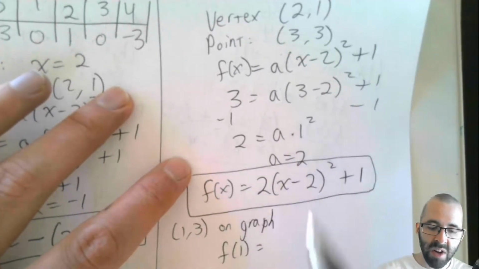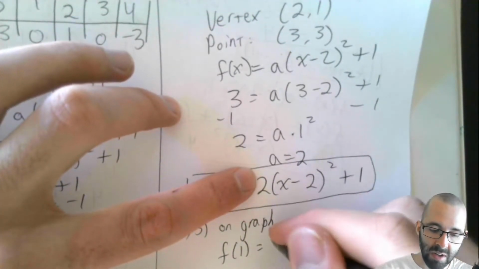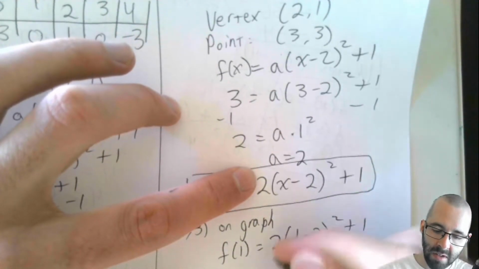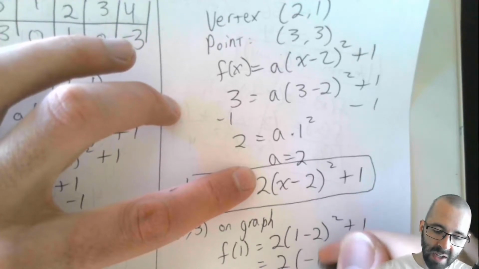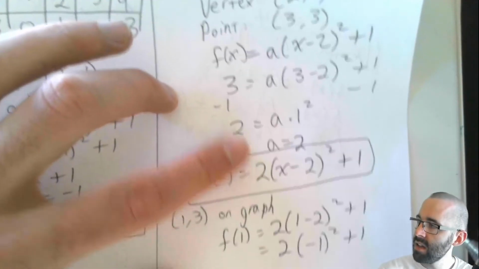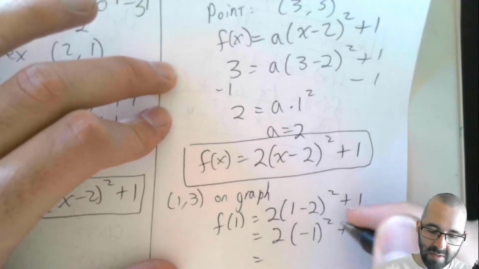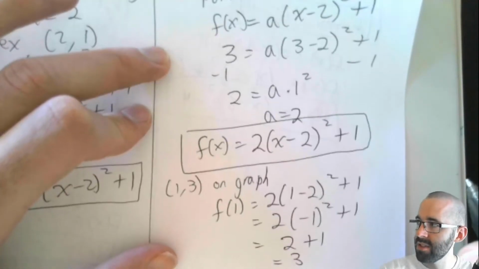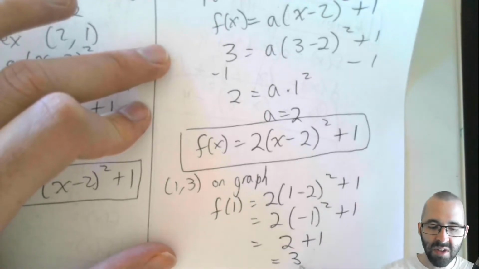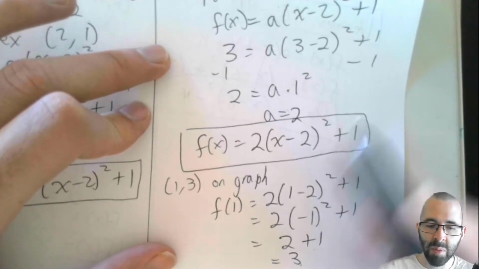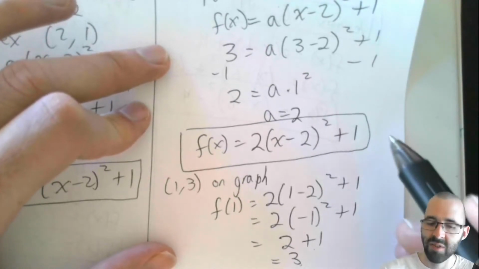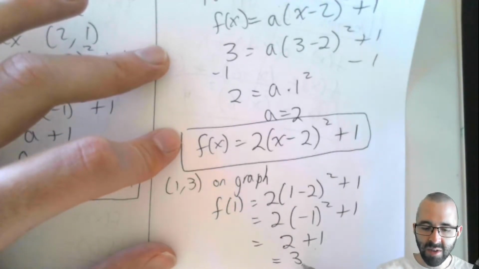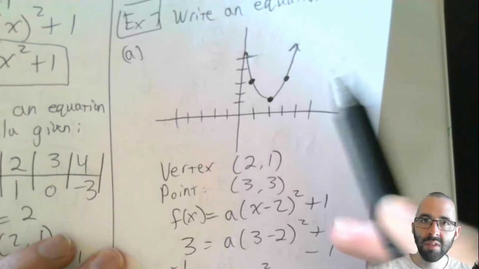If we plug in 1 to the function, we should get 3 out. Let's look. 2 times 1 minus 2 squared plus 1. 2 times negative 1 squared plus 1. That's positive 1, so 2 plus 1. We did get 3 as an output, which is exactly what we expected. This is a good way to check your answers anytime you're doing a problem like this. Again, this goes for function transformations too. We have an equation. Let's make sure that this equation actually has the points on the graph.